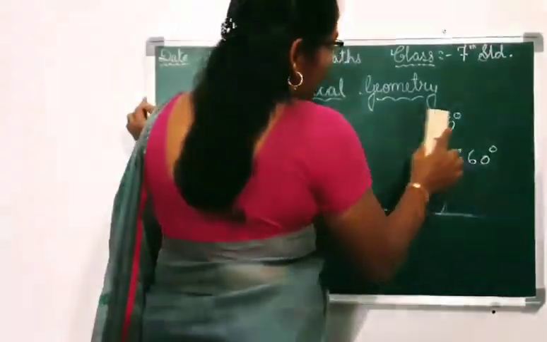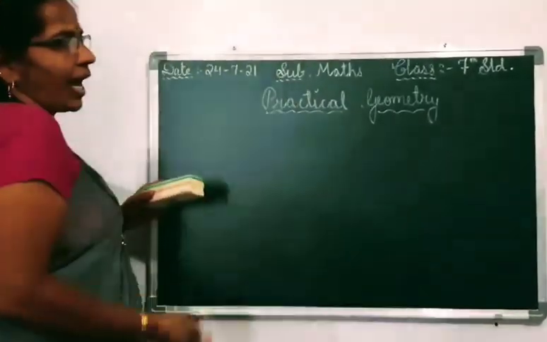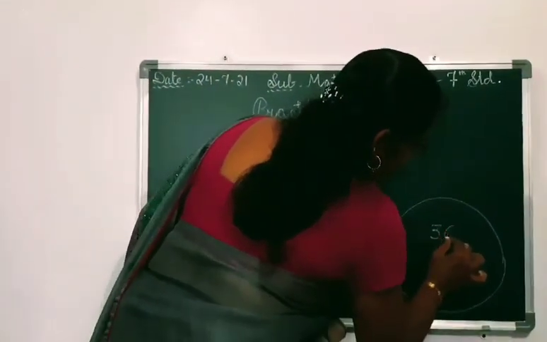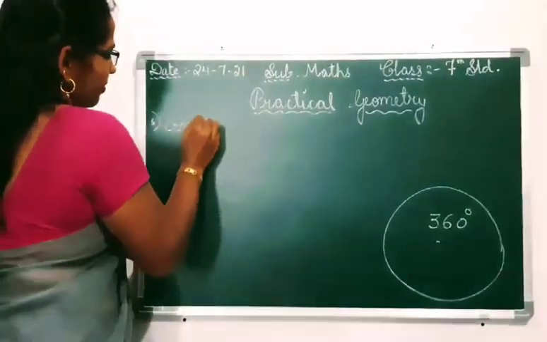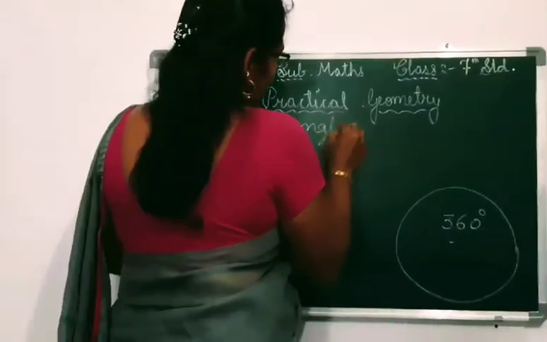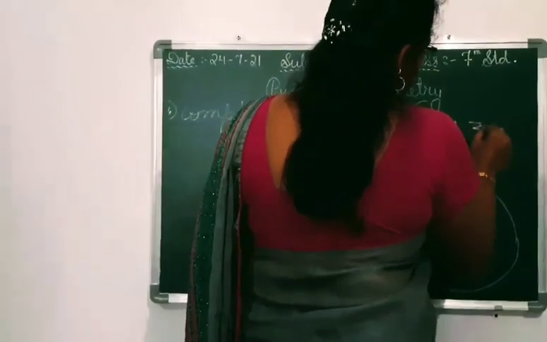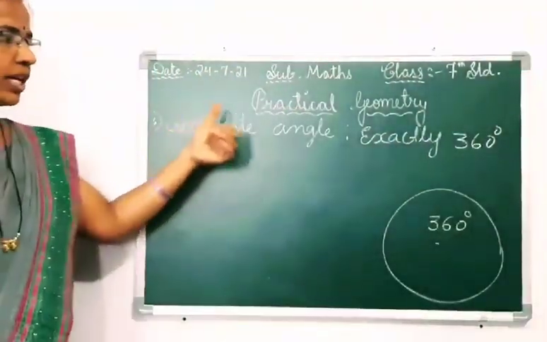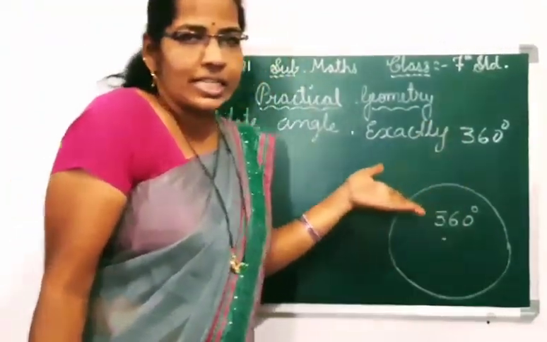Then sixth one is a complete angle. You already know complete angle. Okay, circle. Complete angle means it measures exactly 360 degree. Okay, sixth one, complete angle. It also measures exactly 360 degree. Okay. Yes, children, then that is for example, see, circle. 360 for example is a circle.